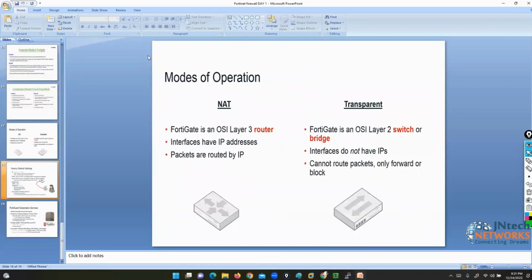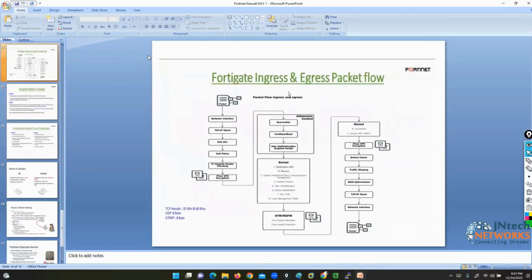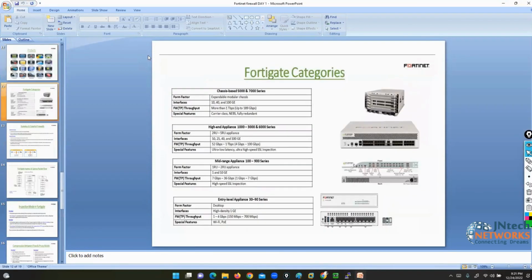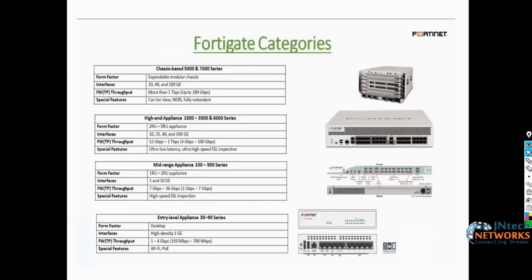I'm not going into detail, I'm giving you the idea. Just highlight, these are the series of the firewall device. Now, which firewall is suitable for your organization? For this, you need to check the data sheet. For example, you are planning to purchase a firewall box in this mid-range series, the 100 to 900 series of the firewall box.